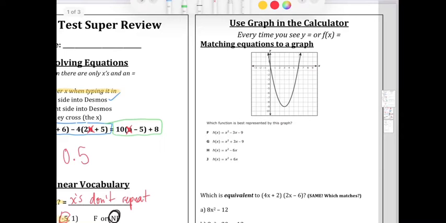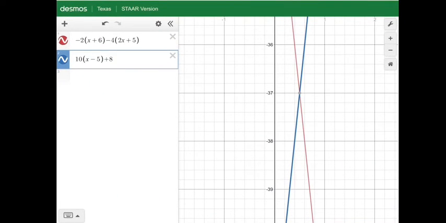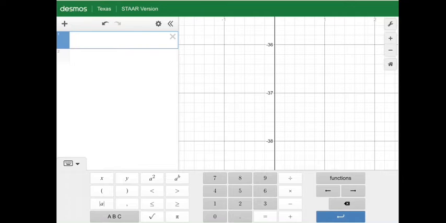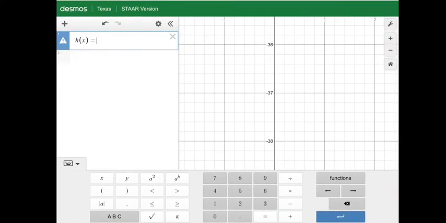So now we're going to move into some Desmos. That's going to make your life really easy tomorrow. What you need to know is if you ever see the phrase y equals or f of x equals, we're always going to plug it into Desmos. So in this first example, h of x equals x squared minus 3x minus 9. I'm going to plug that into Desmos. x squared minus 3x minus 9.